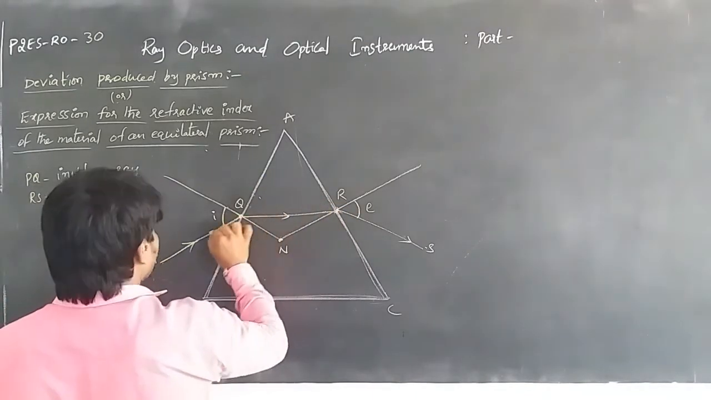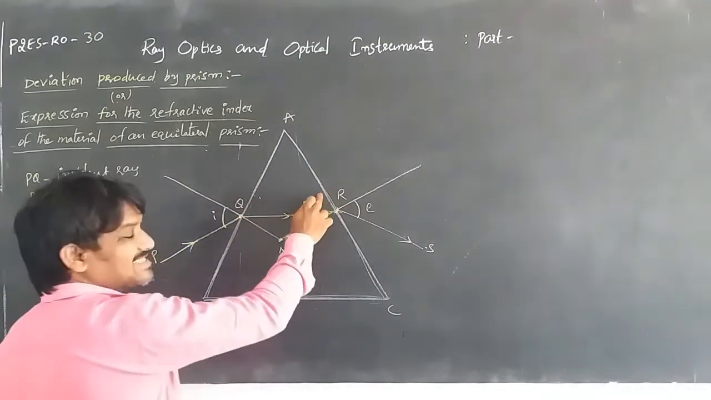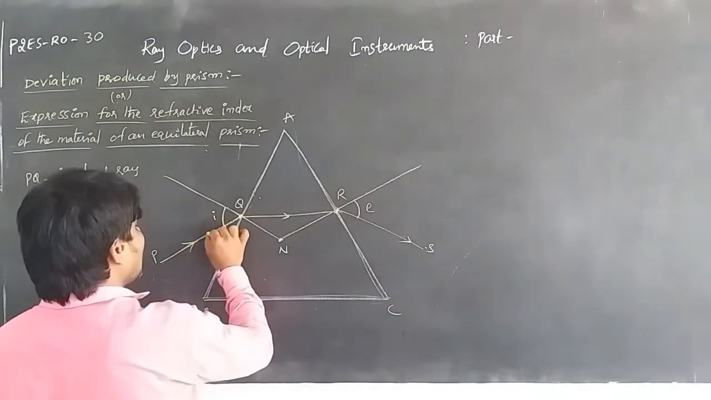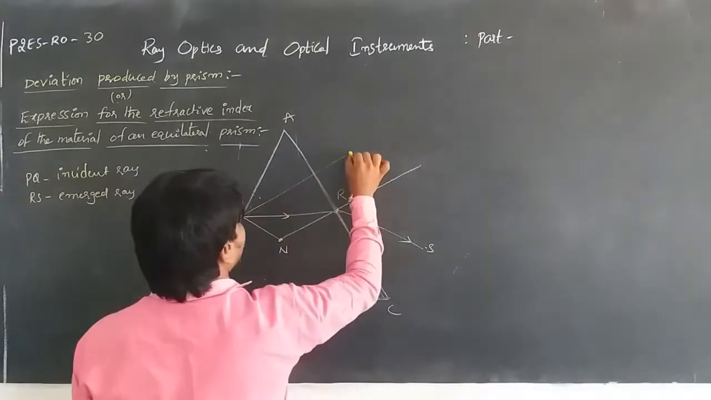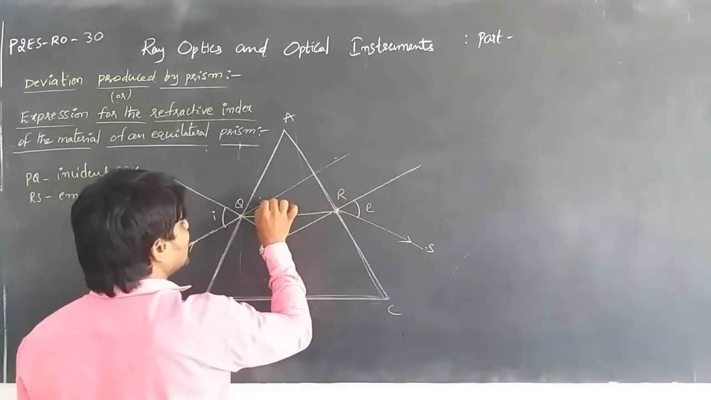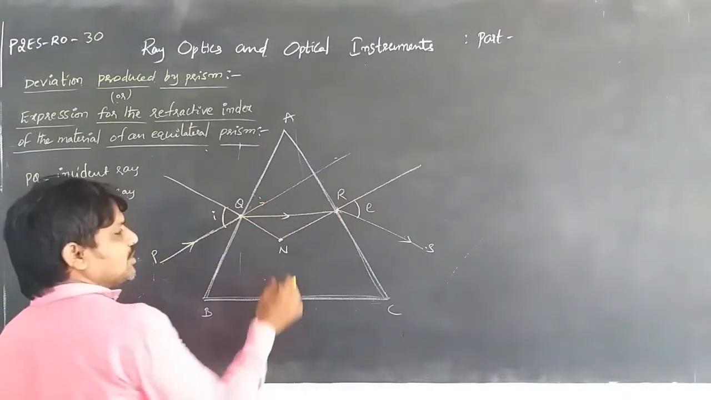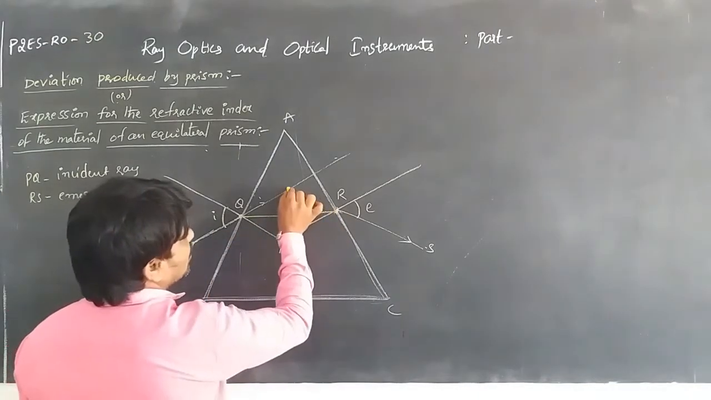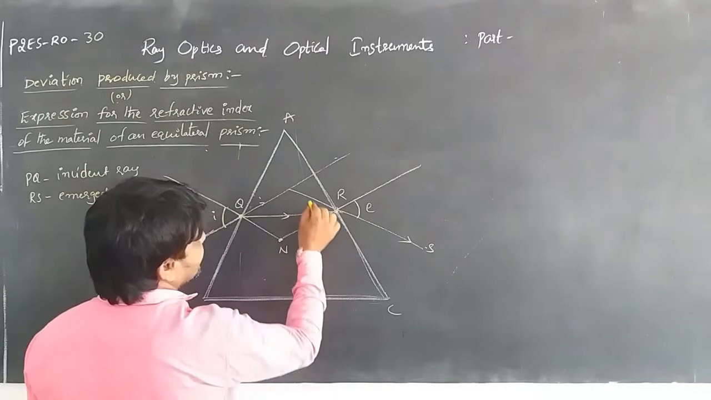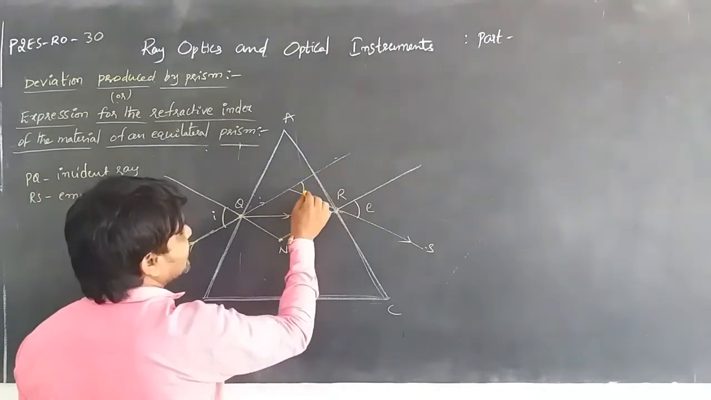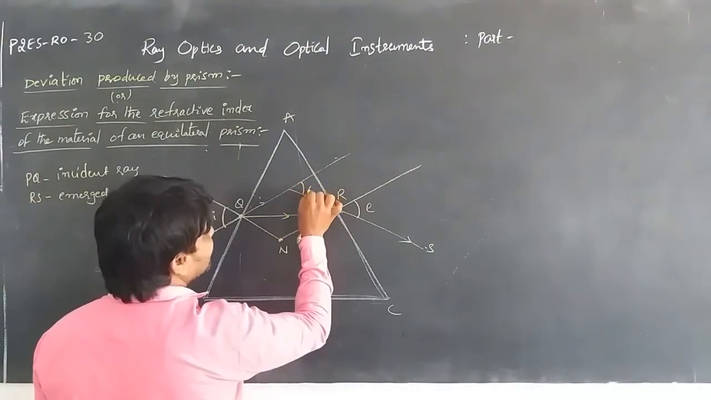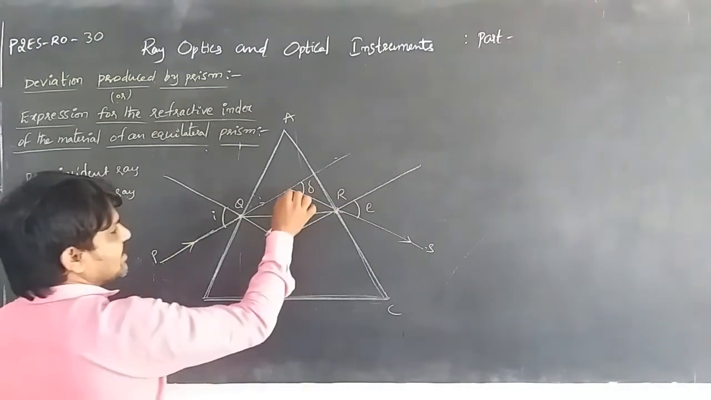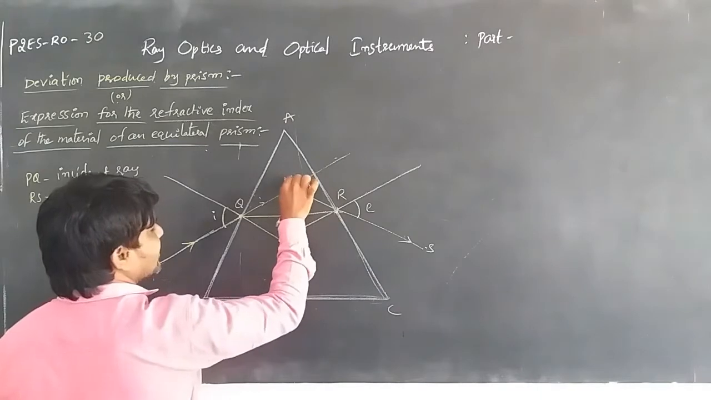If there were no prism, the light would move in this direction. But when we place the prism in front of the light, the light is deviated. This is the angle of deviation, delta, at point M.